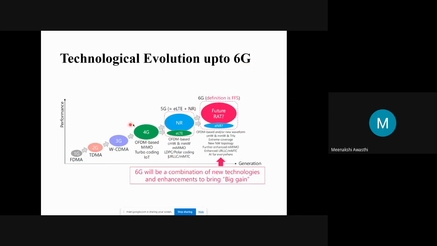Now in this picture you can see the technological evolution of 6G, 1G to 6G, although most of the part you already know. If we go from the first generation to the sixth generation, in the first generation we were using FDMA. It was totally analog in nature, also known as AMPS, and we were using the FDMA technique in that.